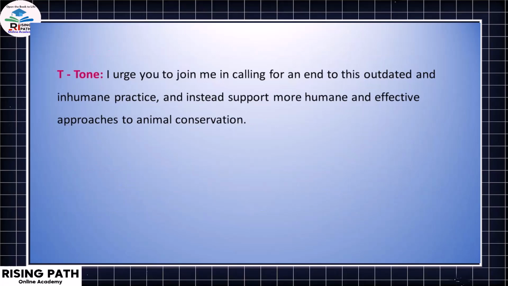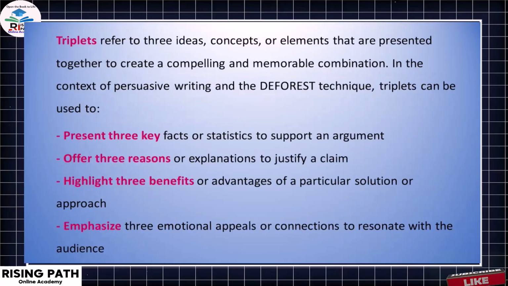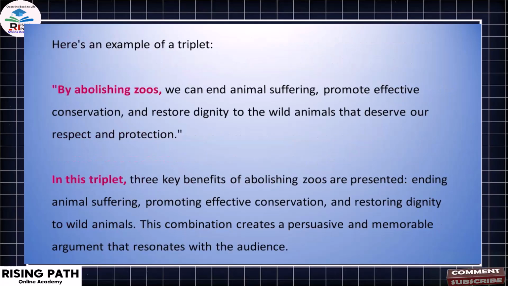So if you are going to use tone, T for tone, then you can use these lines, and one of the popular choices of the DAFOREST technique is the triplet. So here you can see on this slide how we have used the triplet in this topic: by abolishing zoos we can end animal suffering, promote effective conservation, and restore dignity to the wild animals that deserve our respect and protection. So this is how we are going to use the DAFOREST technique on the topic, should zoos be abolished, and that is for our persuasive writing practice.